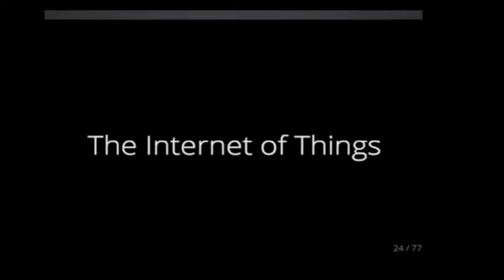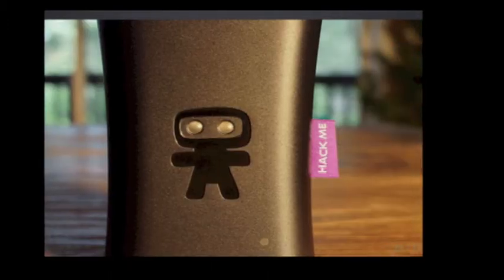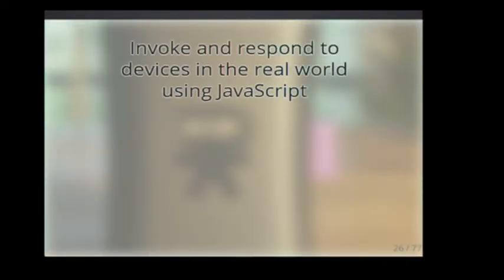The Internet of Things, which has come up quite a bit. One of the main things that I'm talking about is the Ninja Block, which I won't lift up again in case I anger it and it stops working. But it lets you invoke and respond to devices in the real world using JavaScript. So it has a whole heap of stuff. If you don't want to use JavaScript, you can use something else. But for the time being, I'm talking about JavaScript and all the cool stuff you can use with JavaScript.